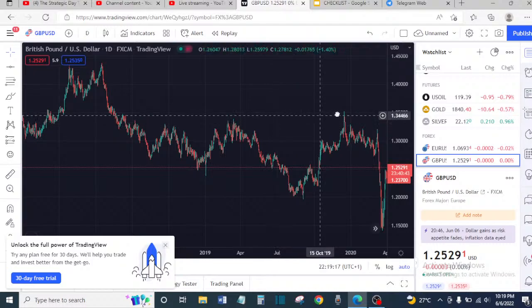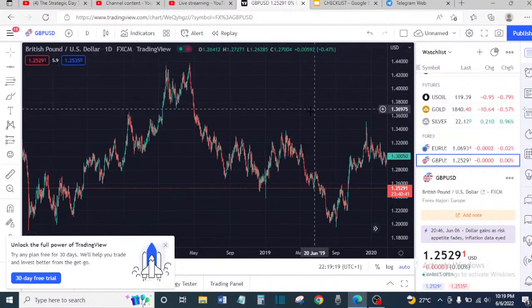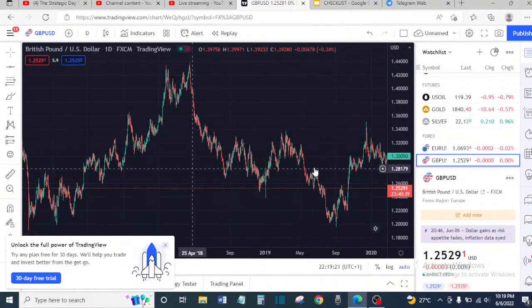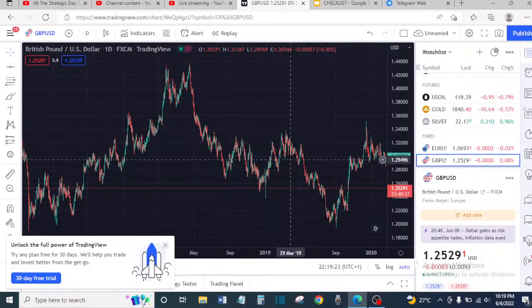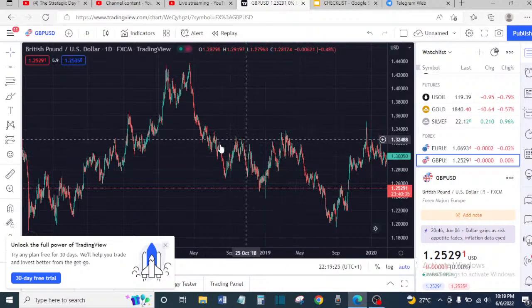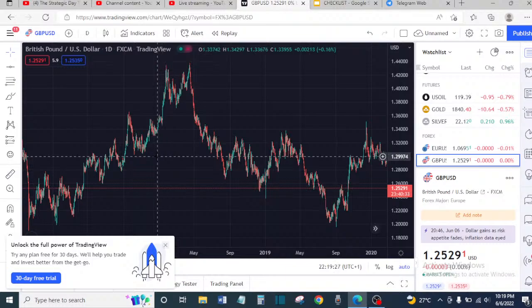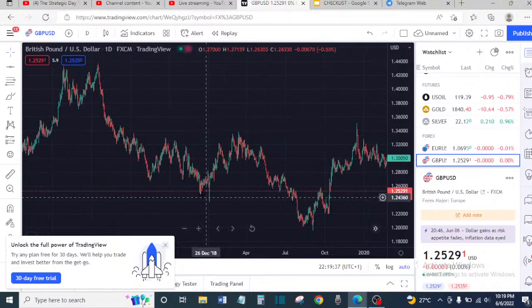You can see that they formed a structure here. So you always need to give them that time to form that structure. You have to always allow the structure to form and to be clear enough for stops to be taken out.